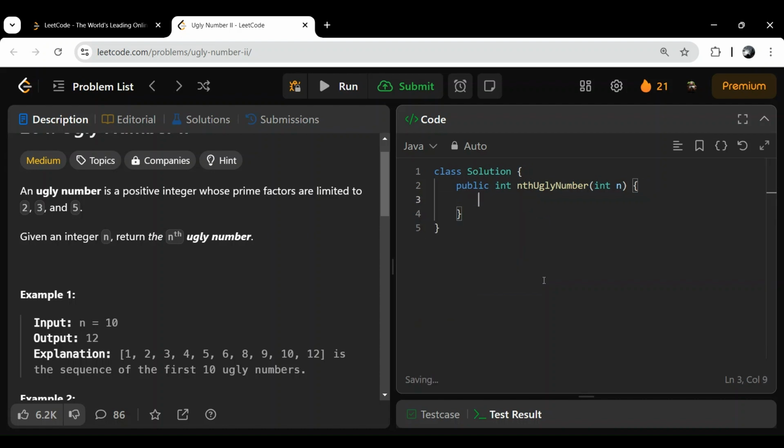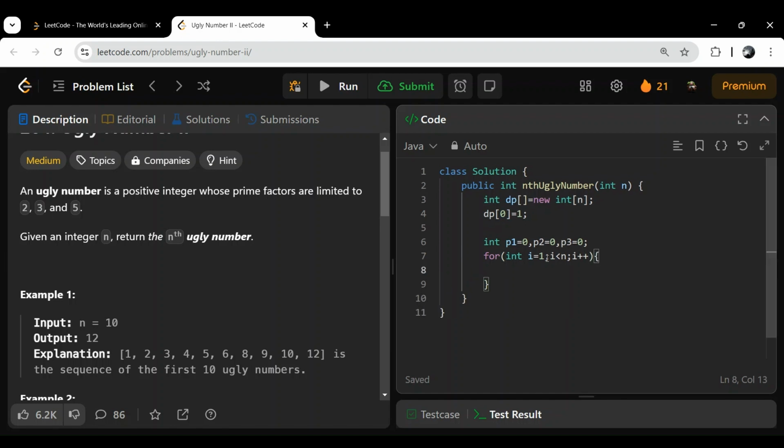Let's take an array: dp is equal to new int with size n, then dp of 0 will be equal to 1. Now we want three pointers: p1 equal to 0, p2 equal to 0, p3 equal to 0. Now for int i equal to 1, because 0 is already assigned, i less than n, i plus plus.